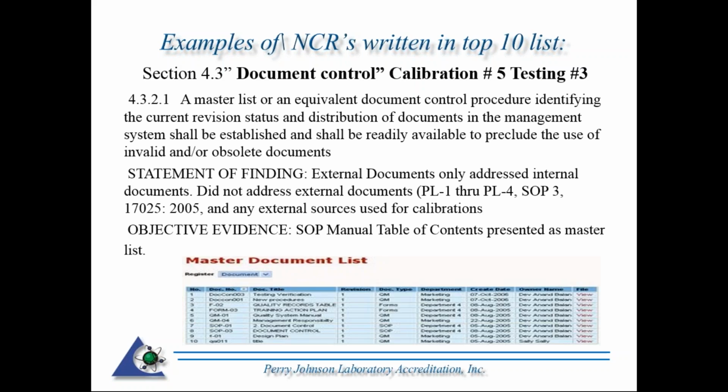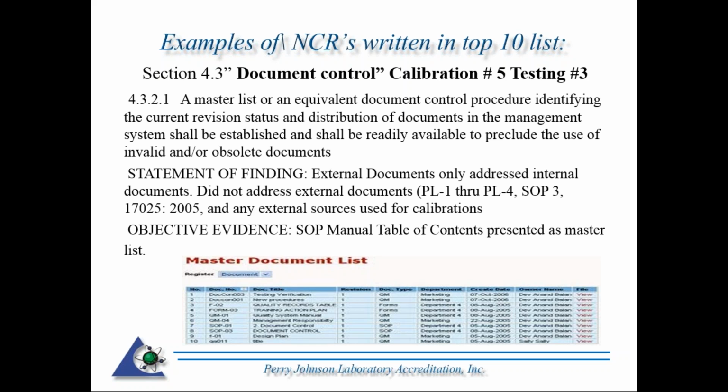Okay, moving on. This here is section 4.3, which is document control, and this is on the top 10 list for both calibration and testing. Document control basically is the procedure that's in place. Documents are things that tell you how to do something, as opposed to records, which show you what's been done. So a document could be a blank form. Once you write on it, it becomes a record. Documents, of course, include your internal procedures. Your quality manual, for example, is an internal document that you have.